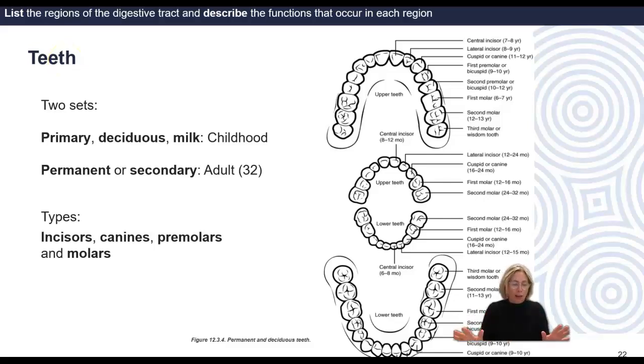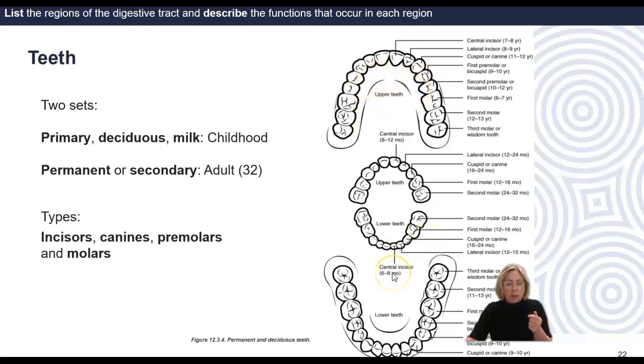You will do a lot on that, as you have already in your other subjects. There are 2 sets of teeth though, everybody. Firstly, we have primary or deciduous or milk teeth. These are the ones present in childhood. These are the ones that are then replaced with these adult teeth.